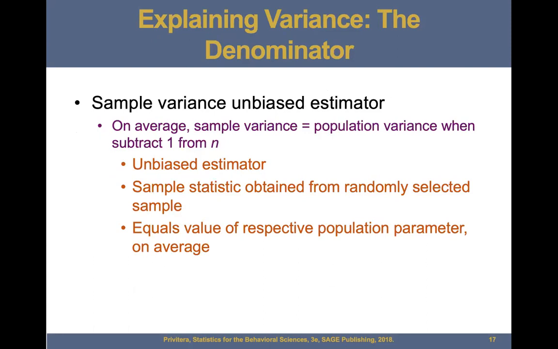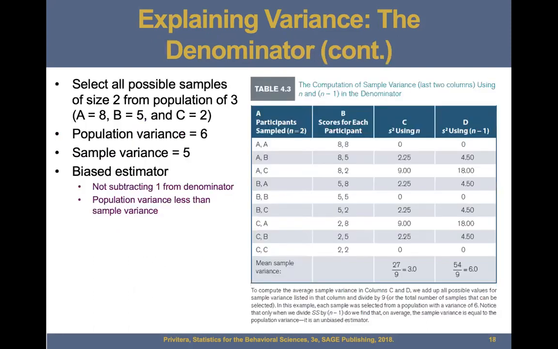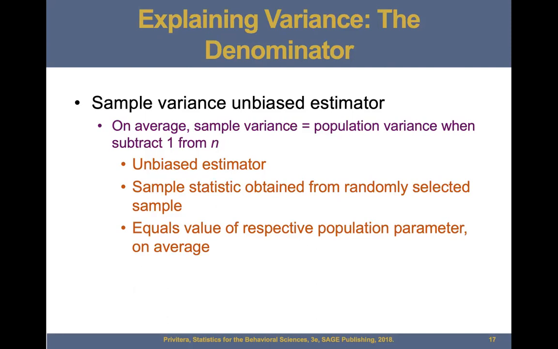So does everyone have this so far? So the sample variance is an unbiased estimator. On average, the sample variance, where you subtract 1, is an unbiased estimator of the sample statistic from a randomly selected sample, with respect to the population parameter.